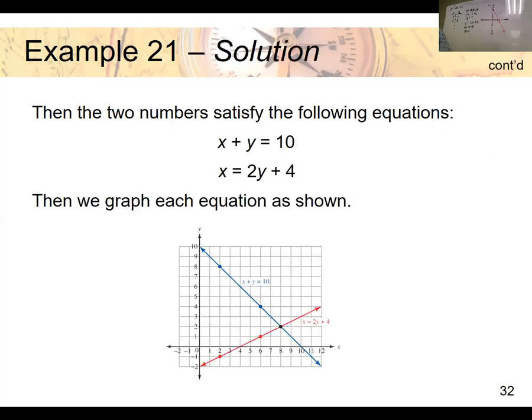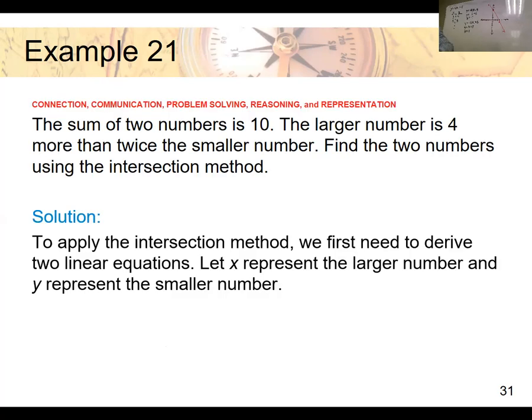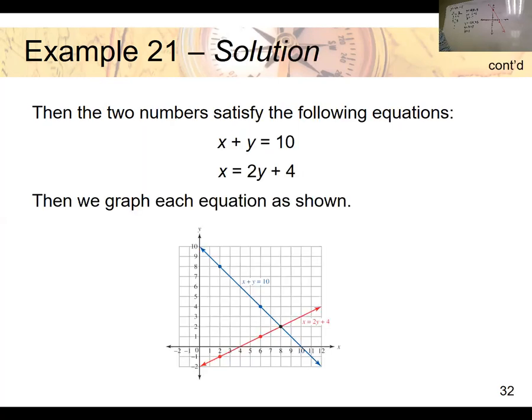And here are those two equations. The sum of two numbers is 10. So x is the larger number and y is the smaller number. The sum of the two numbers, x plus y, is equal to 10. That's where that first equation comes from.